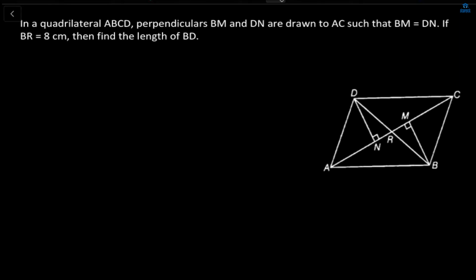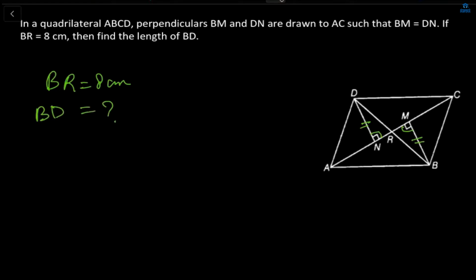So ABCD is a quadrilateral. BM and DN are perpendiculars, which means this angle will be 90 degrees. They are drawn to AC such that BM is equal to DN. This is equal to this, it is given to you. Now, BR is given as 8 centimeters. Then find the length of BD.